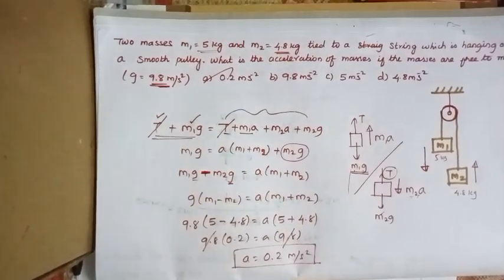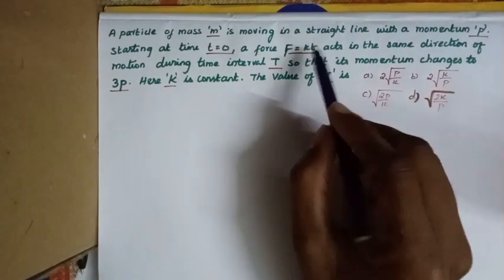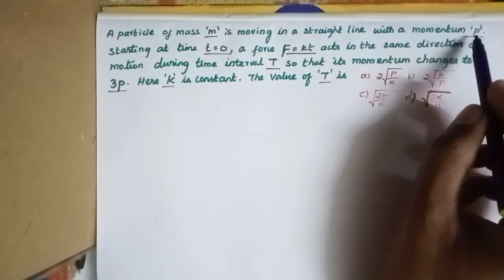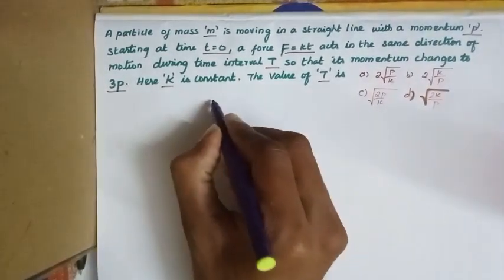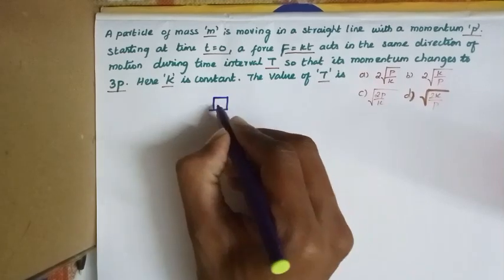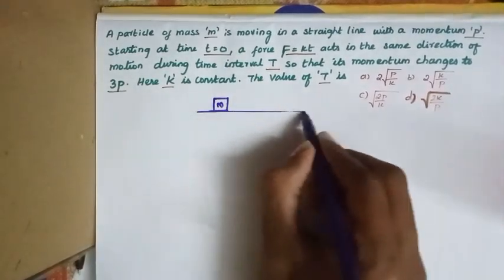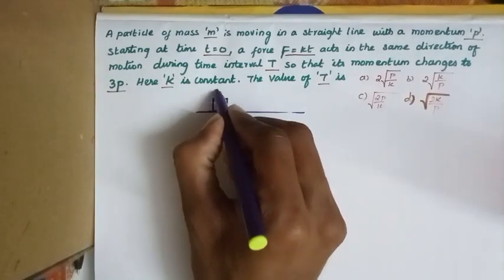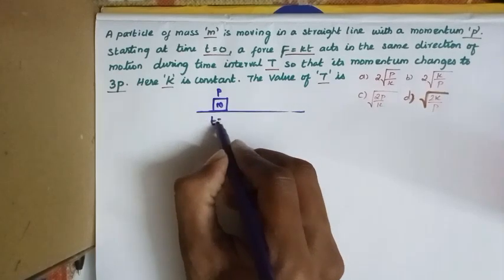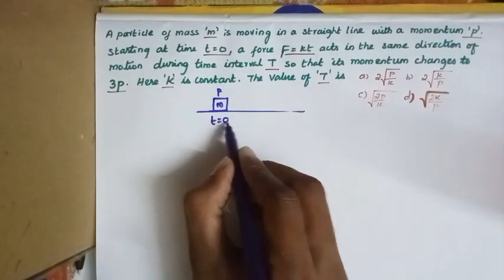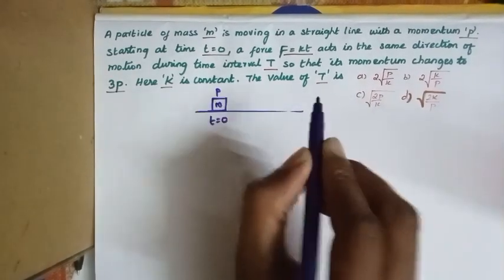Okay, so a particle of mass m is moving in a straight line with the momentum p. Okay, a particle, we can take this as the particle, its mass is m. It is moving in a straight line, so its initial momentum is p, when the time is 0. When the time is 0, the particle is moving in a straight line, its initial momentum is p.